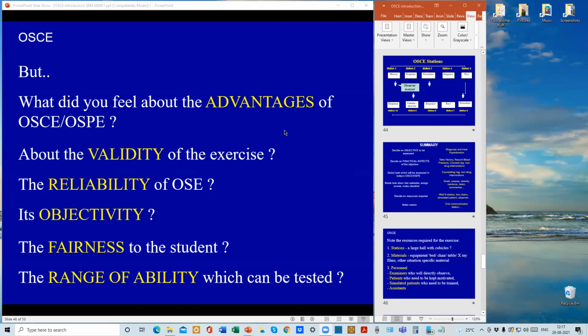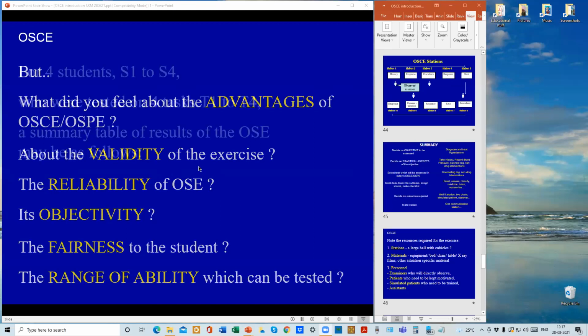Fairness, of course, you know all about students and how they feel after exams, and when they say, no, that was not fair. He asked me this and he asked me that, whereas for her, he only asked this. Fairness, and the range of ability which can be tested: the ability to speak, to counsel, to take a history, to perform a procedure or a task, right?